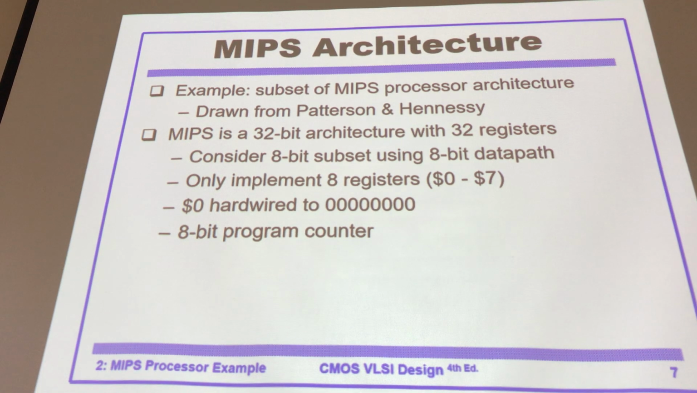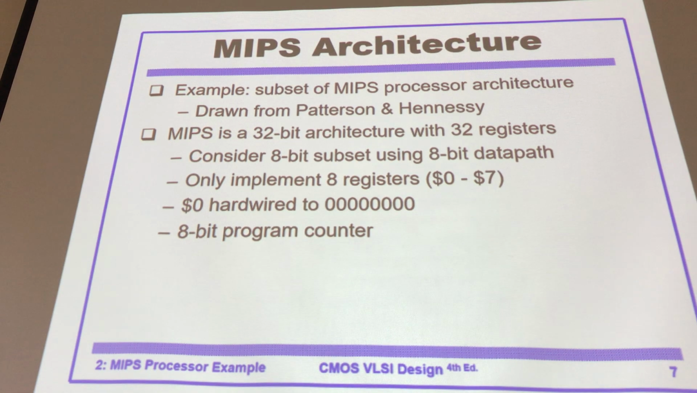So let's say we are going to use the MIPS CPU as a design example. Here, we are going to use a subset of the MIPS processor architecture, so only a subset of the instruction set will be realized. We take that example from the computer architecture textbook by Patterson and Hennessy. You might have already learned that before. MIPS is a 32-bit architecture with 32 registers, but it's going to be too complex. So we try to simplify the design.